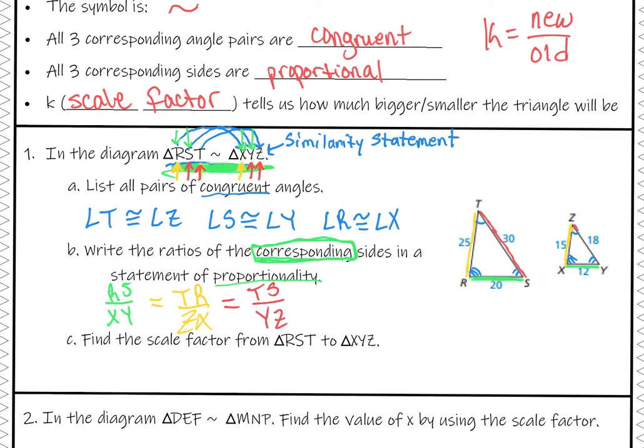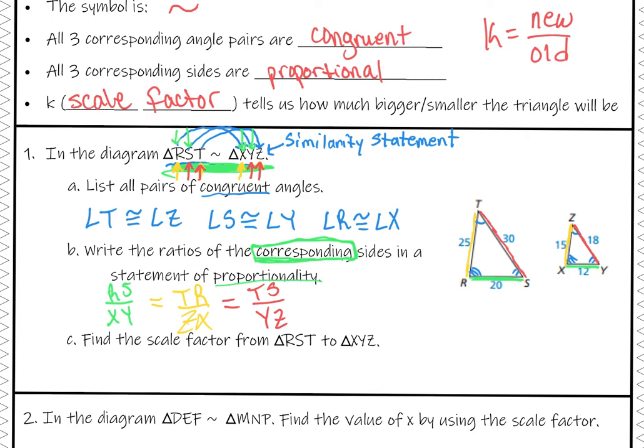And YZ is over here. I'll color that in red. Cool, so we have it color coded. We have all the sides that correspond with each other. So that's it. That is how you write the ratios in a statement of proportionality. Let's look at part C, which is just as easy.